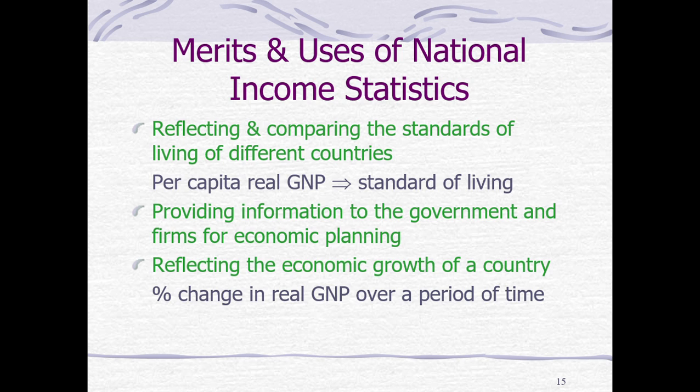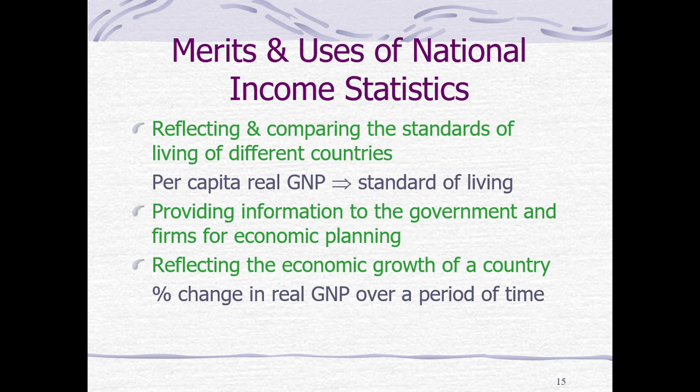If you know the national income, you can calculate per capita income. Per capita income is national income divided by the population. And per capita income carries the idea of, if the income of the country is divided among all the people in the country, how much will everyone get?